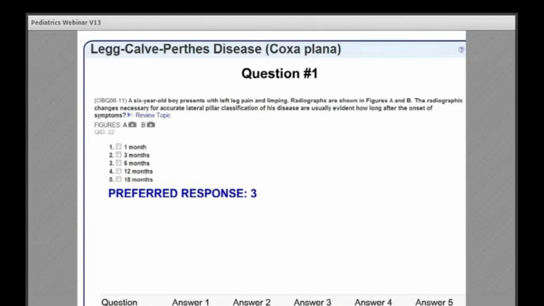What this question is really asking is, at what phase in Perthes disease can you make an accurate lateral pillar classification? The correct answer, or preferred response, is 3 or 6 months, and I see that 54% of you got this question correct. A third of you picked number 2, which is 3 months of age, or 3 months into onset of symptoms. This is just one of those typical things that you need to know, a piece of information that you need to know in order to answer this question correctly.